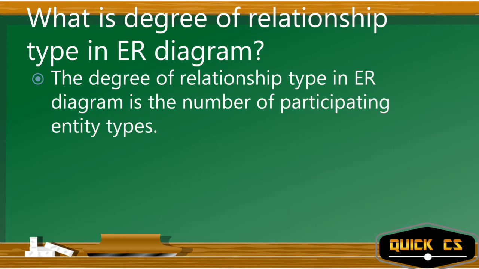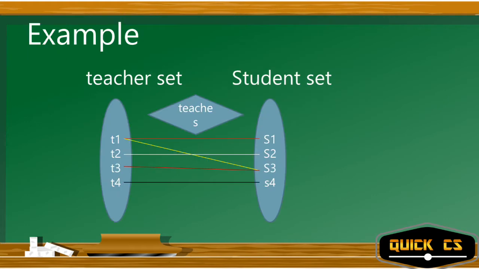Well, the definition goes like this. The degree of relationship type in ER diagram is the number of participating entity types. Okay. Now entity types is set of entities of the same type, as simple as that. Now let's look at an example.